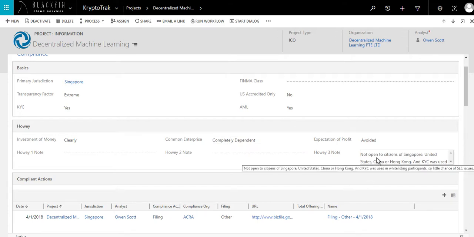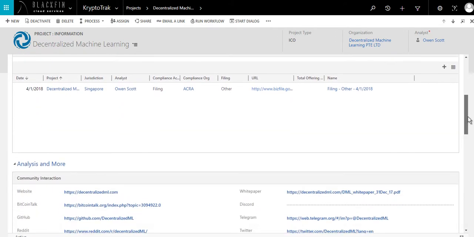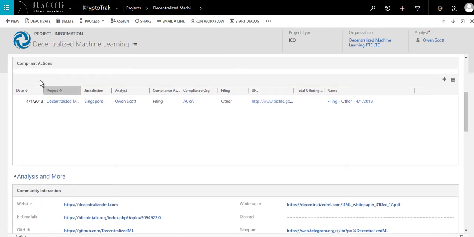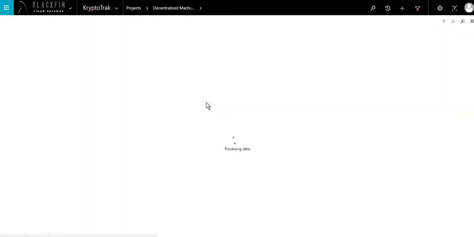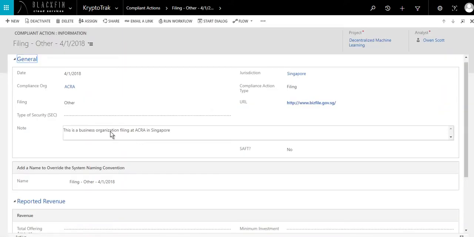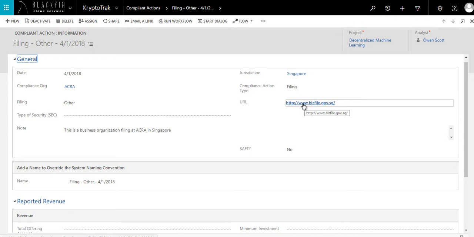The very fact that they just said it's not open, period, end of story, we're not selling it to you, I think that's safe enough, so you can kind of ignore this whole Howey thing. I don't think it would really apply to them. This is a compliant action, and it's good to know. This is not much more than basically a business filing organization with ACRA in Singapore. You can go to the URL and find them.